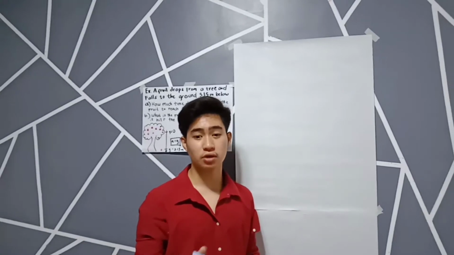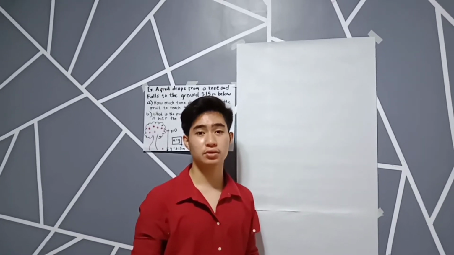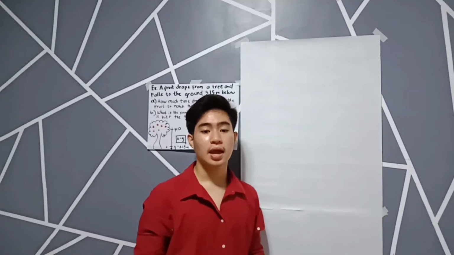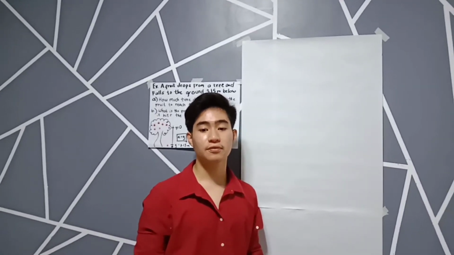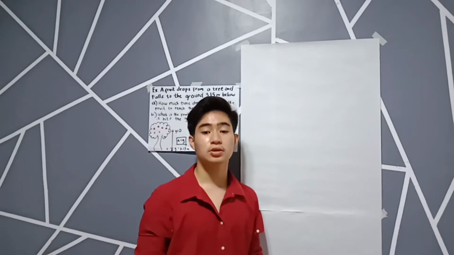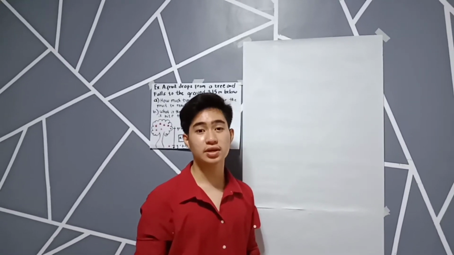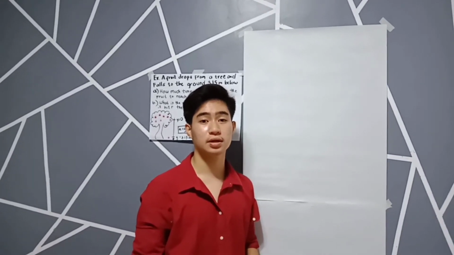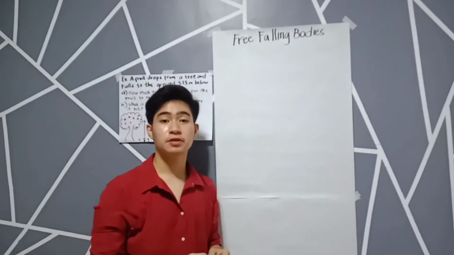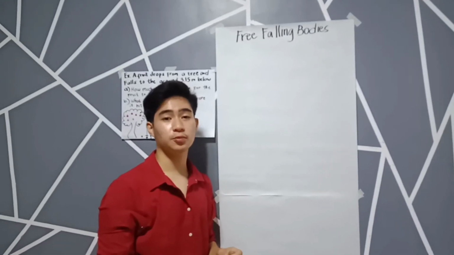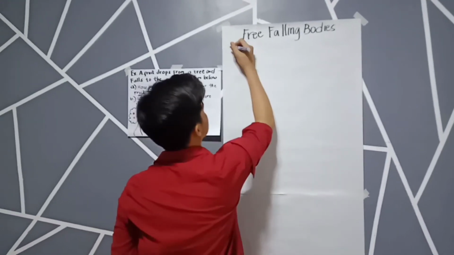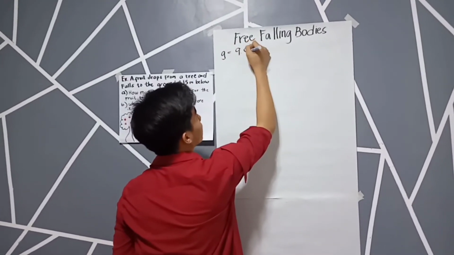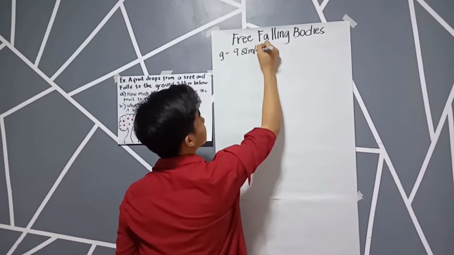If the object is moving downward, the acceleration value is positive 9.81 meters per second squared. And if the object is moving upward, then it is directly opposite to gravity, so the acceleration value is negative 9.81 meters per second squared. In these free-falling bodies, we are going to use the value of gravity, which is 9.81 meters per second squared.